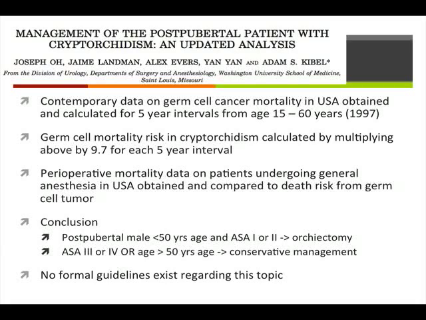If you're ASA 3 or 4, or older, greater than 50, then probably just watching and waiting with conservative management is the best approach. Again, there are no formal guidelines regarding this topic, but this is the conclusion that these authors came up with.